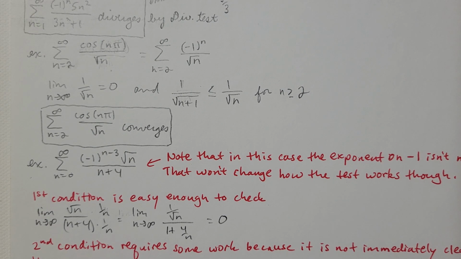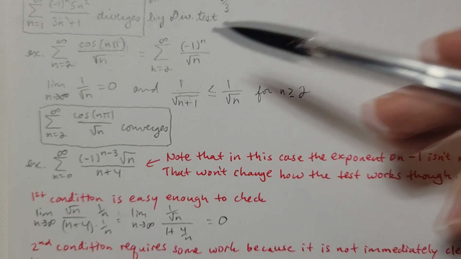Okay, we'll get back to section 11.5 here, and we'll finish up this section in this video. All I had was two more examples left of using the alternating series test. And so let's take a look at this next one here.